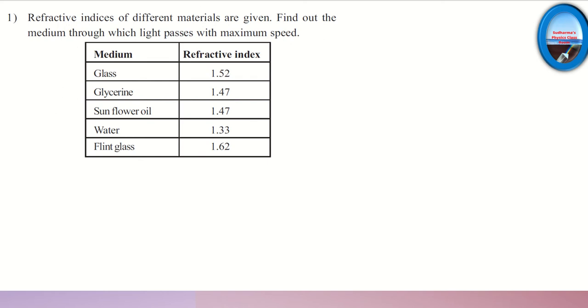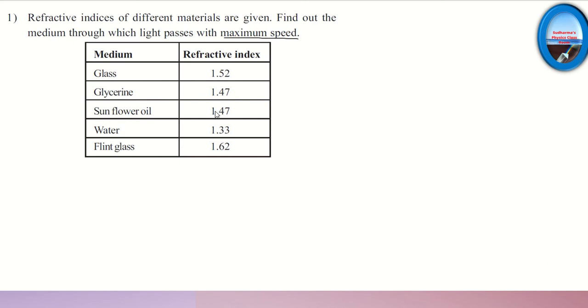Refractive indices of different materials are given. Find out the medium through which light passes with maximum speed. So how do we answer that? We have a set of materials, the media, and the refractive indices are given. Glass 1.52, glycerin 1.47, sunflower oil 1.47, water 1.33, and flint glass 1.62. So the question is, find out the medium through which the light passes with maximum speed.